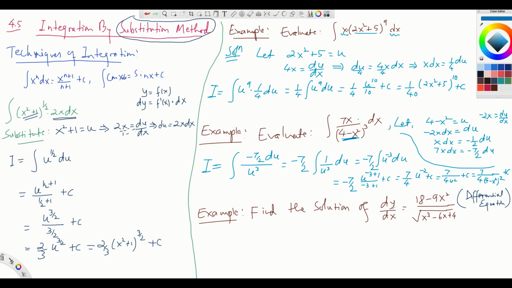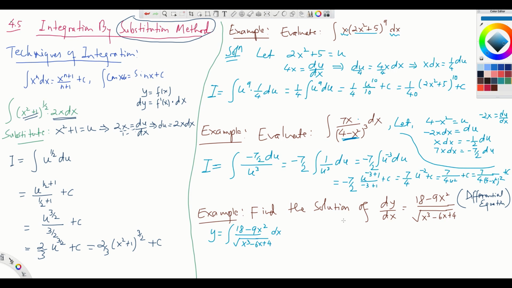Solution of a differential equation is the value of y. The derivative is given, you want to find out the value of y. How do I find? You integrate on both sides, right? So when you integrate, you will get y equals the integral of 18 minus 9x squared over the root of x cubed minus 6x plus 4, and there is dx. When you integrate, that's what you get.